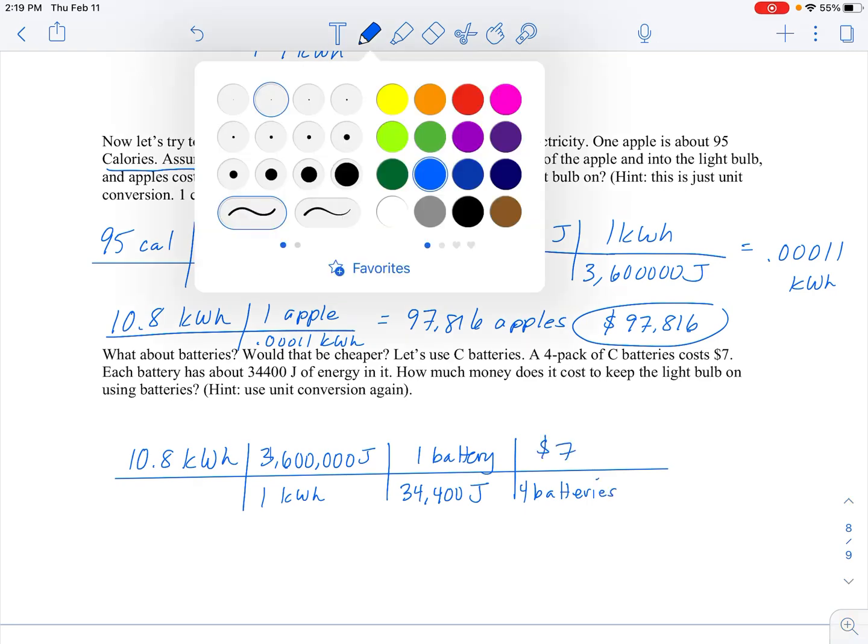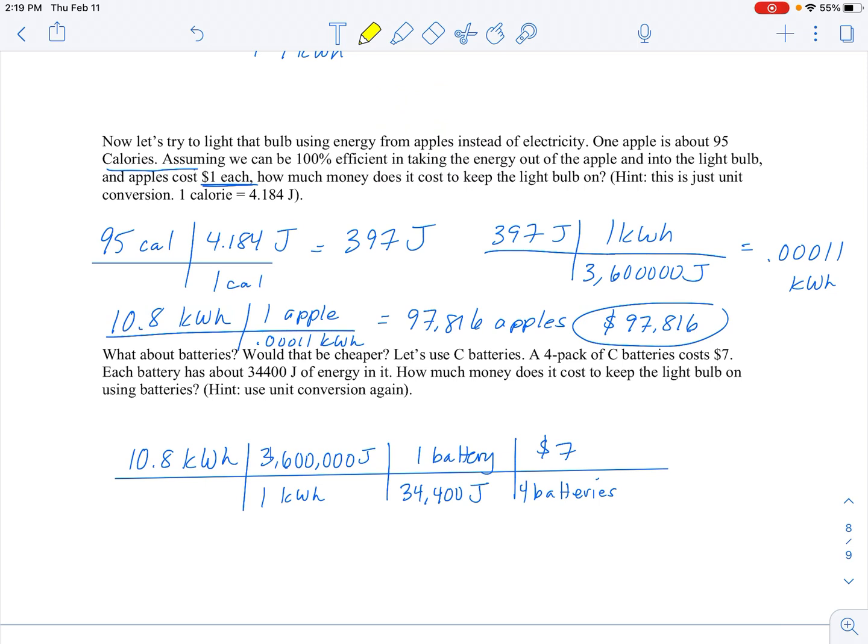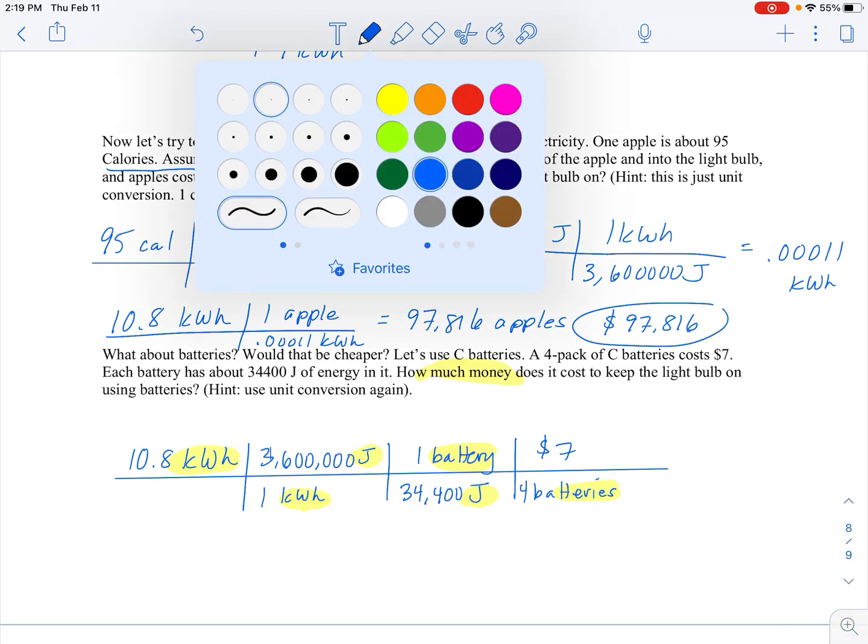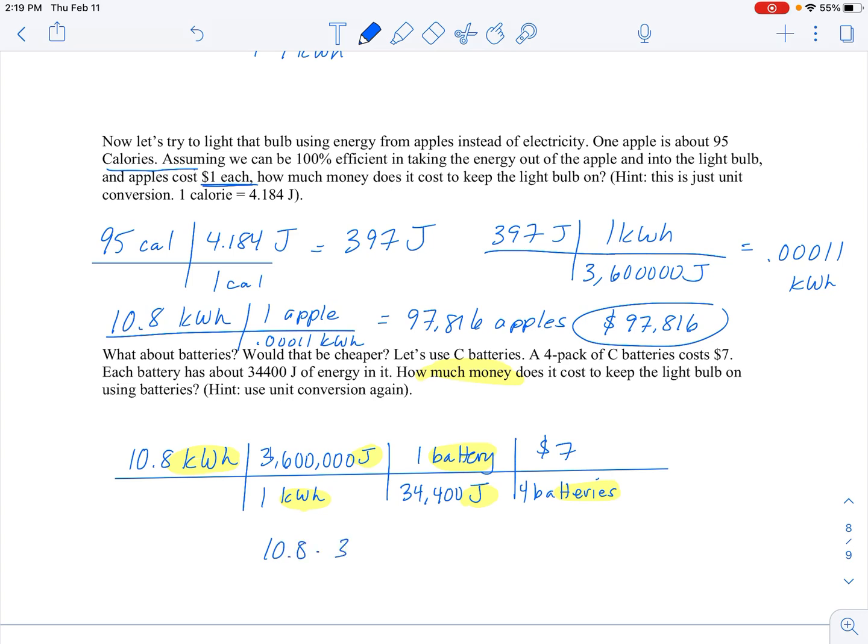cost $7. So when I'm setting this up, what I'm doing is looking to get things to cancel. This is called dimensional analysis. Kilowatt hours is going to cancel, joules is going to cancel, batteries is going to cancel, and I'm going to end up with money, which is what I want. I'm going to multiply the things on the top and divide by what's on the bottom. So to solve this, I'm going to take 10.8 times 3,600,000 times 7 over 1 times 34,400 times 4.